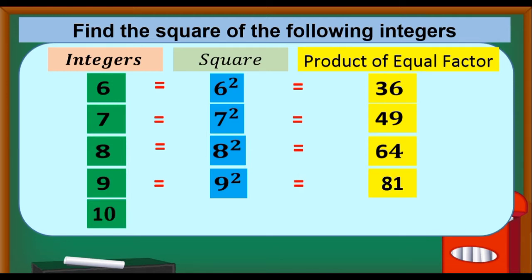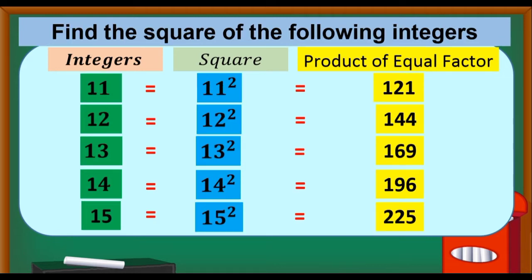And then 10, we have 10 squared kung i-square natin siya. And 10 times 10 is 100. By the way, yung product of equal factor, siya din po yung tinatawag nating perfect square. Tandaan natin, siya ay perfect square. Paki-screenshot, gagamitin natin yan mamaya.